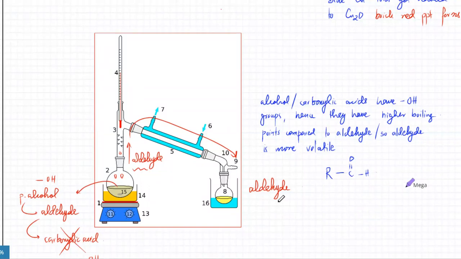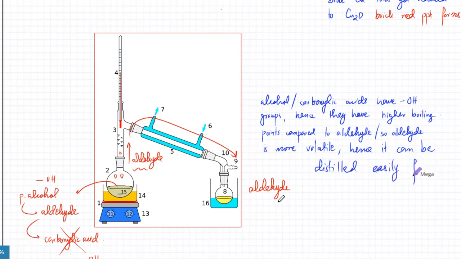You have to tell that alcohols and carboxylic acids have OH groups. Hence, they have higher boiling points compared to aldehydes, which are more volatile. Hence, the aldehyde evaporates first, so it can be distilled easily from the mixture. And obviously, if it leaves the mixture, then no further oxidation would take place.